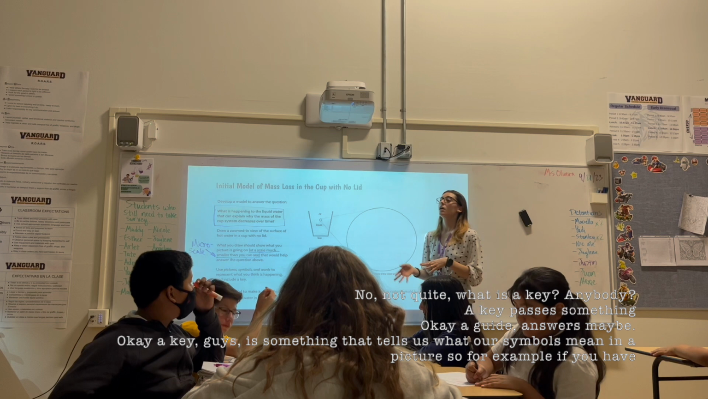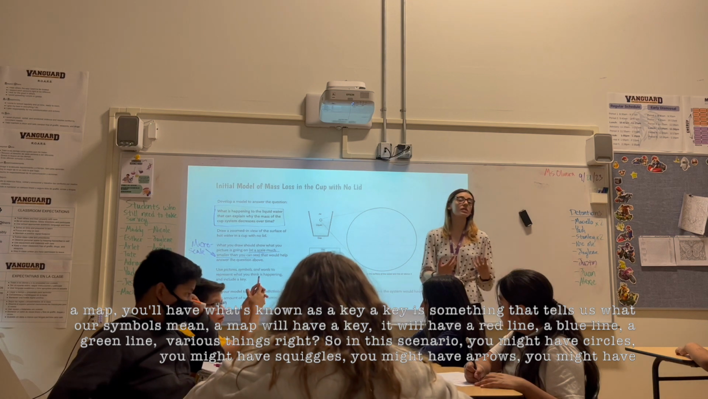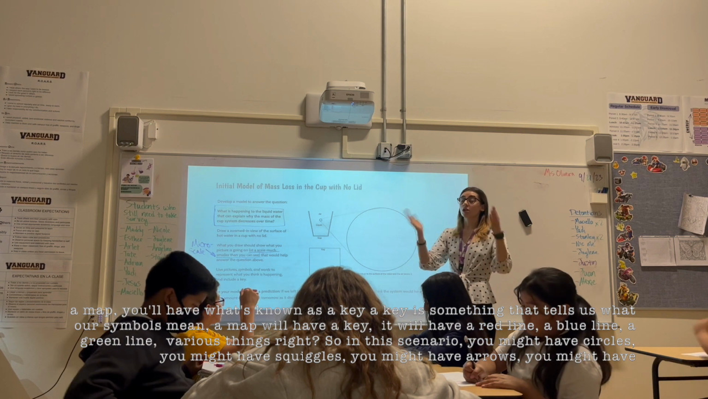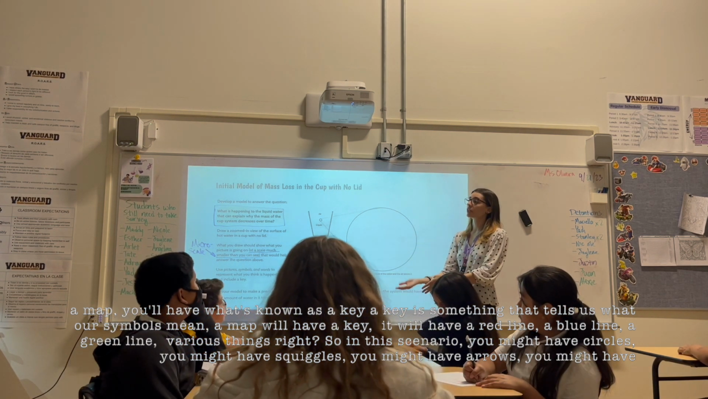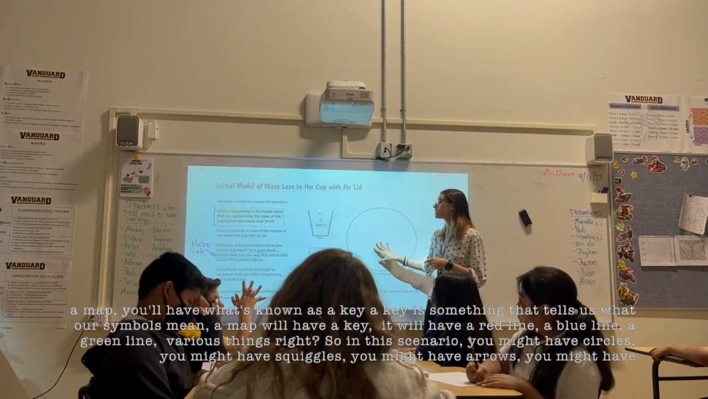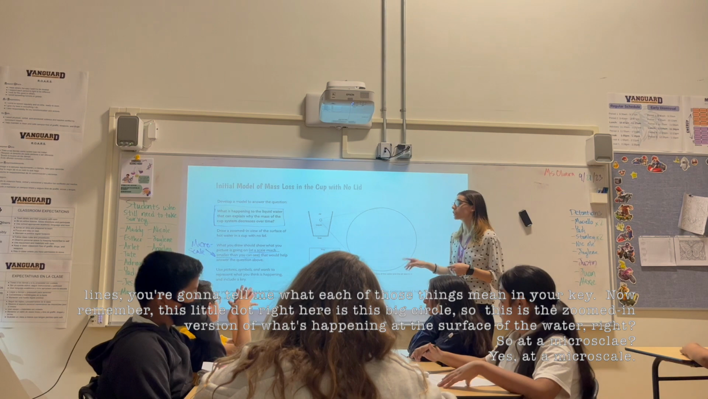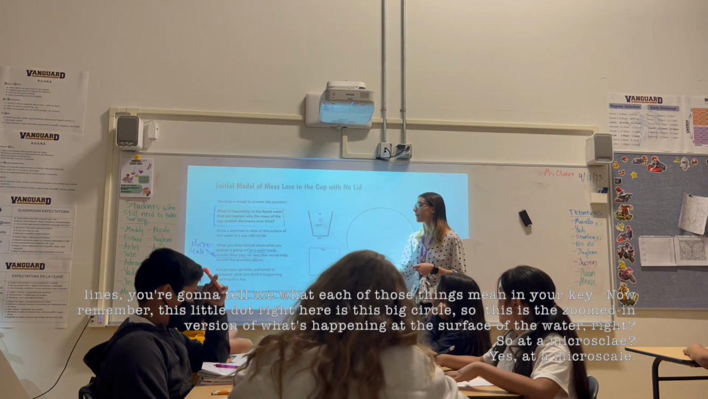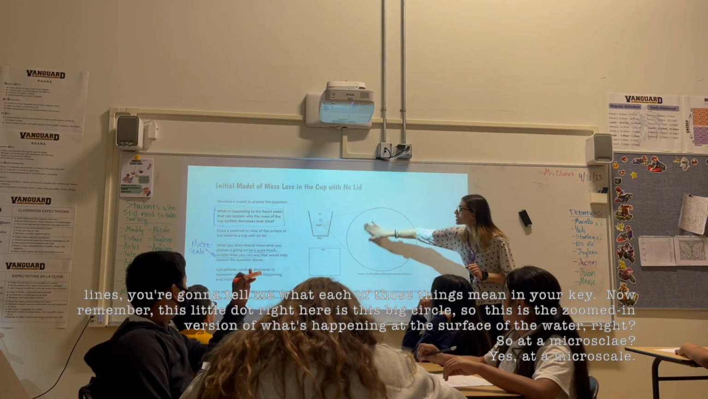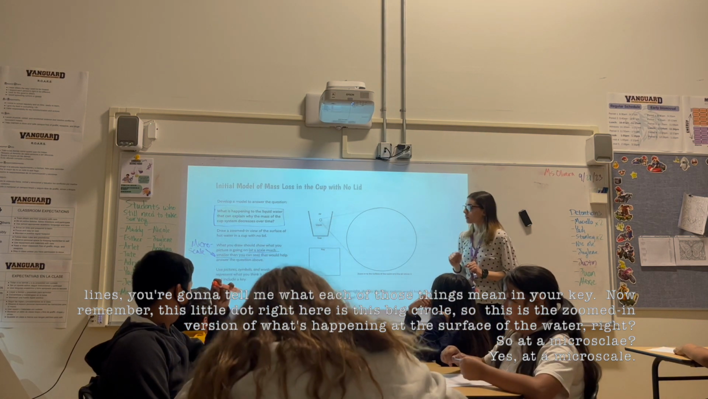So a key, guys, is something that tells us what our symbols mean in a picture. So for example, if you have a map, a lot of times the map will have what's known as a key. A key is something that tells us what the symbols in our drawing mean. A map tells you like a red line, a blue line, a green line. They mean various things, right? So in this scenario, you might have circles, squiggles, arrows, or lines. You're gonna tell me what each of those things mean in your key. Now remember, this little dot right here is this big circle. So this is the zoomed in version of what's happening at the surface of the water, right? Yes, at a micro scale.